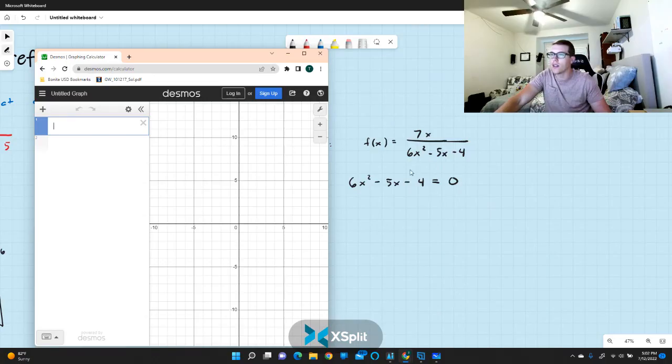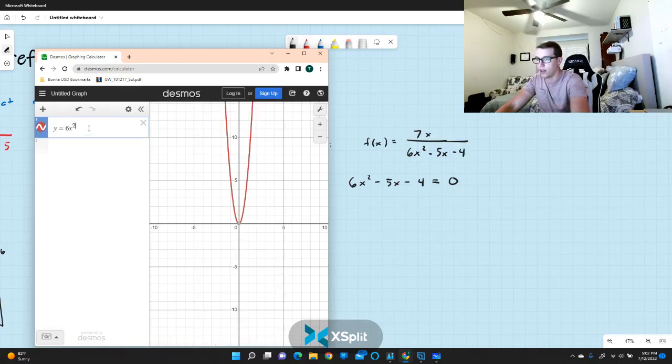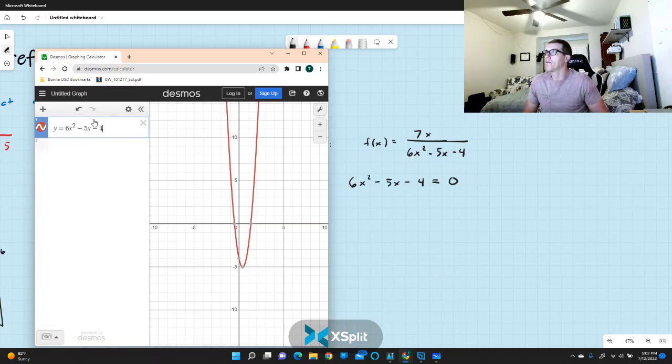Once it's equal to 0, all you have to do is graph it. 6x squared minus 5x minus 4. How do you know how to solve it? You see where the roots are. So you find the roots of the thing you graphed.